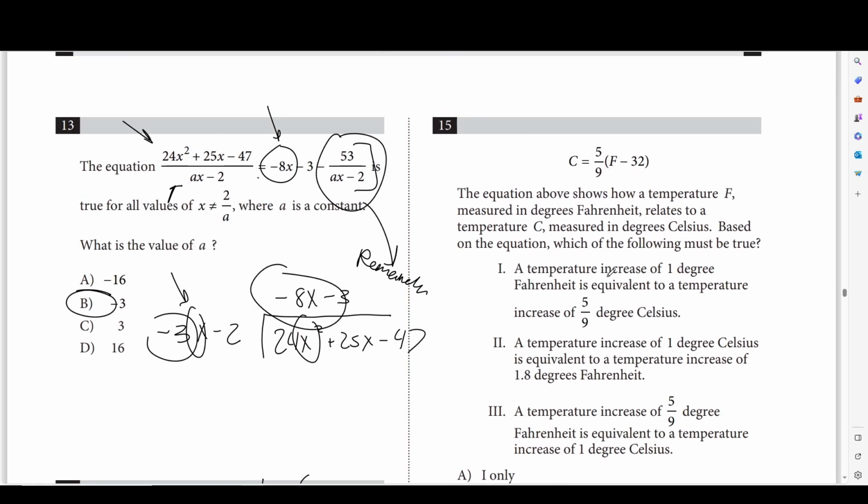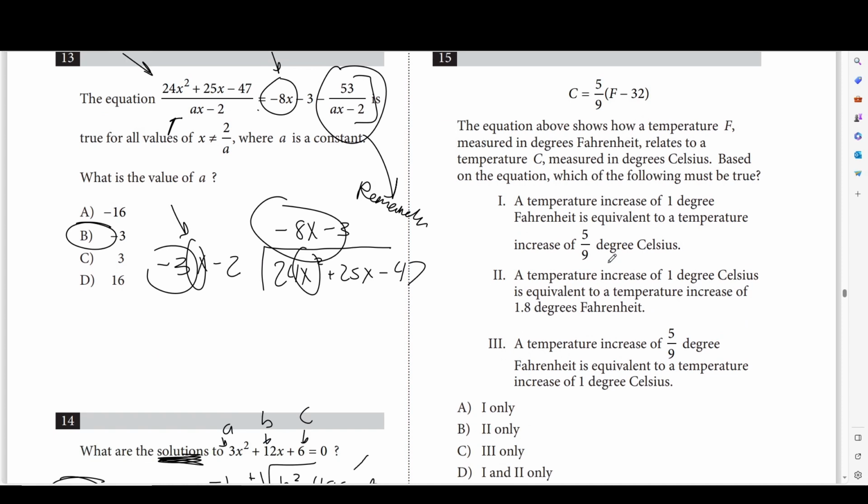So moving on to number 15, it says the equation above shows how a temperature F measured in degrees Fahrenheit relates to temperature C measured in degrees Celsius. Based on the equation, which of the following must be true, right? And it gives us a bunch of these lists. So all I'm going to have to do here is either prove them right or prove them wrong.